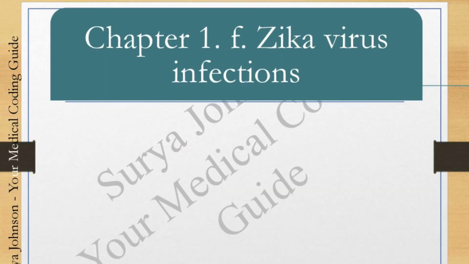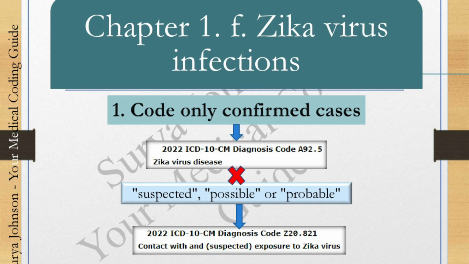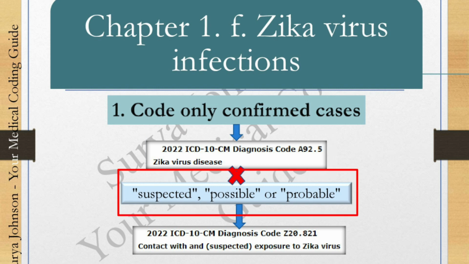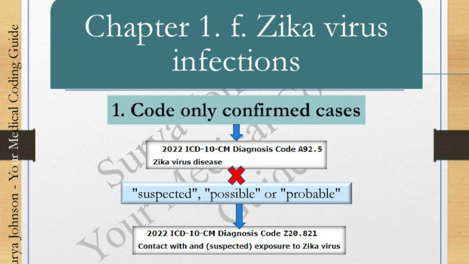Under chapter 1, the next, F, is the Zika virus infections. In this, the first one, code only confirmed cases. So if the patient is confirmed as having a Zika virus infection, we will be coding A92.5, which is Zika virus disease. But if the patient is not confirmed, either suspected or possible or probable, if the doctor has documented or the lab is documenting suspected or possible or probable, in that case it is not confirmed.